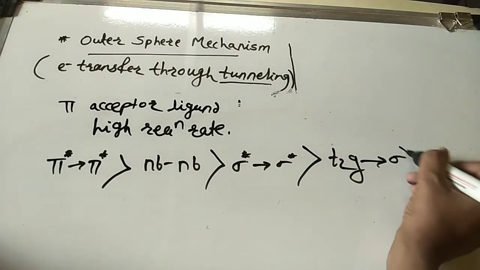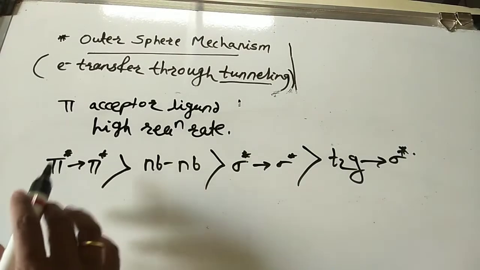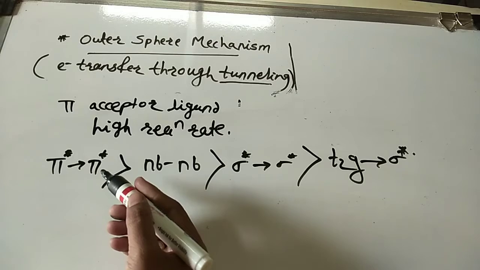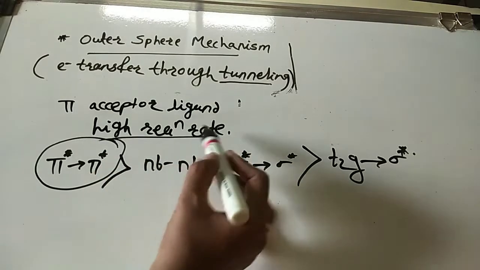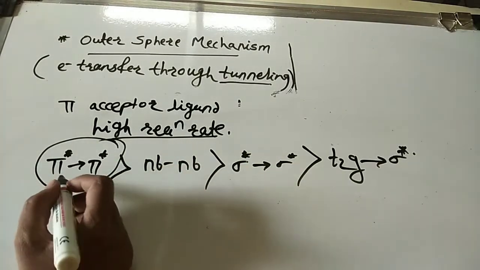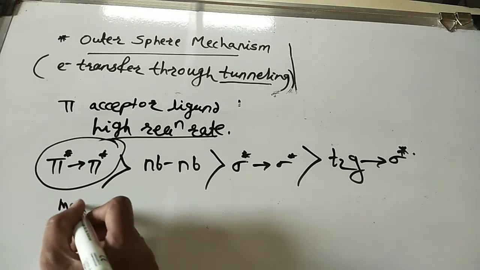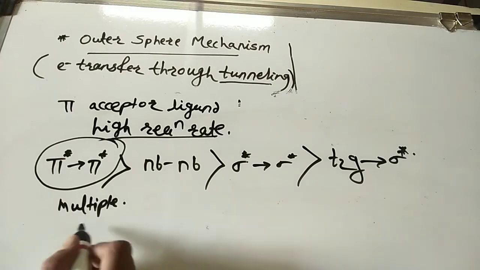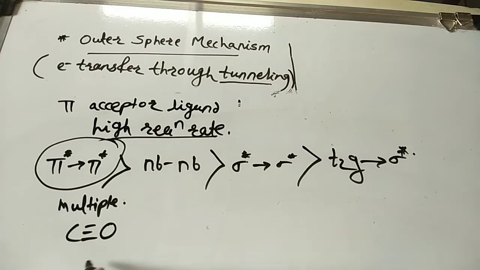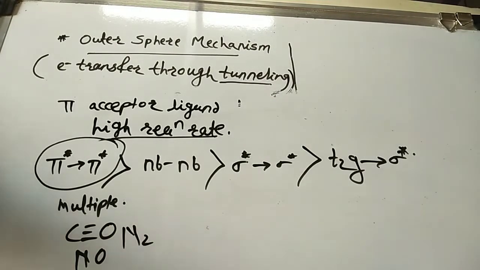T2g to sigma star. So students, pi to pi star is the fastest: the ligand which shows the pi to pi star transition shows the high reaction rate. Why is it so? Because you know very well that this type of transition occurs in multiple bonds, for example carbonyl, then NO, then N2. This type of ligand shows multiple bond nature.